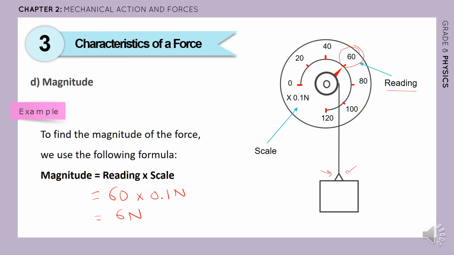So the last characteristic of a force is the magnitude. So to find the magnitude of the force, we use the following formula. The magnitude equals the reading times the scale. Let's look at the reading. The reading is where the needle of the spring balance indicates. So in this case, it's 60. Okay, the scale on the spring balance is given 0.1 Newton. So we say simply 60 times 0.1 Newton equals 6 Newton.